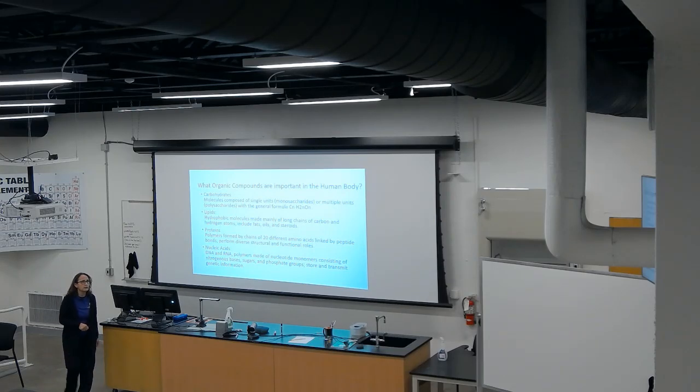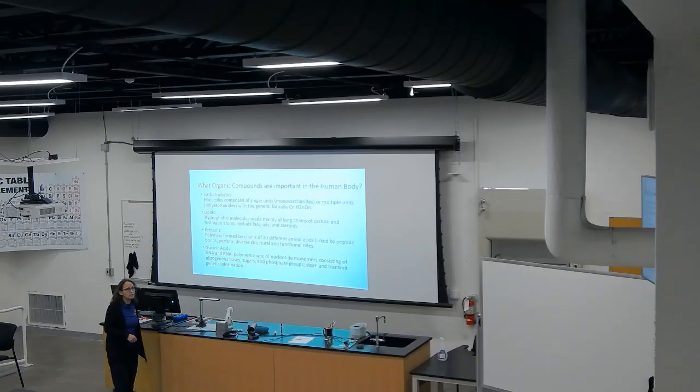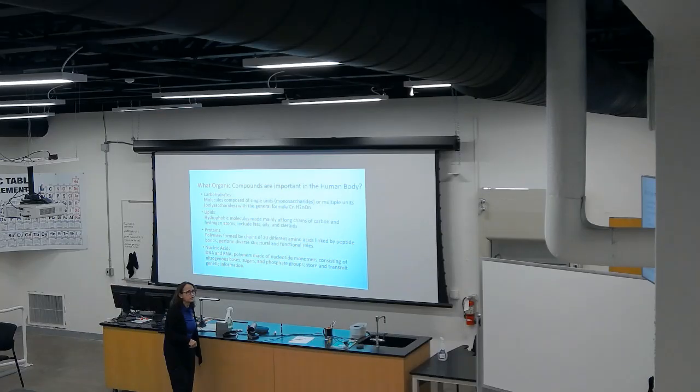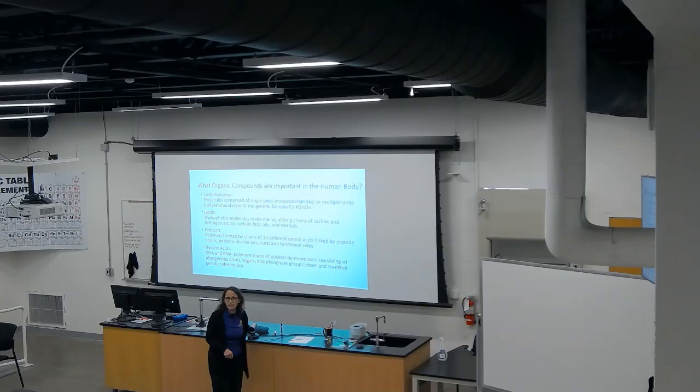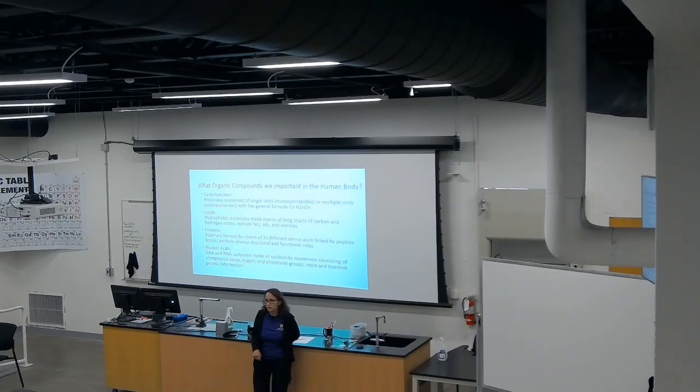So carbohydrates are made out of units that we call monosaccharides. Mono for one, saccharide for sugar. And they can also be made out of multiple units together that we call polysaccharides.